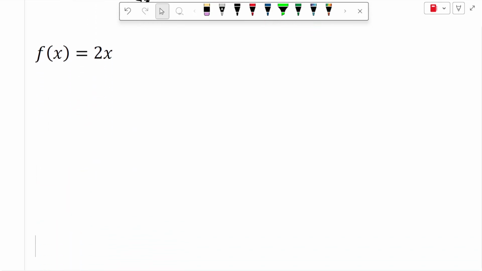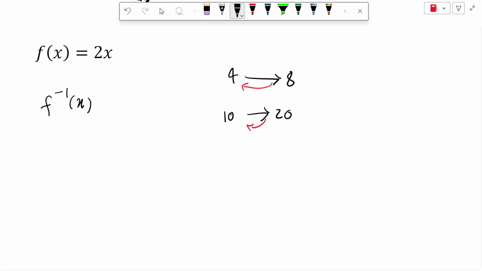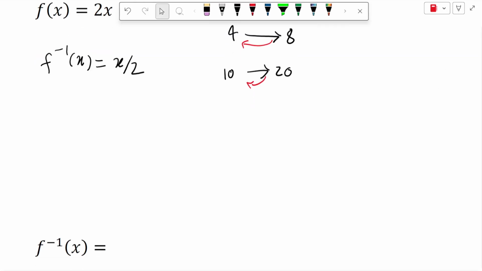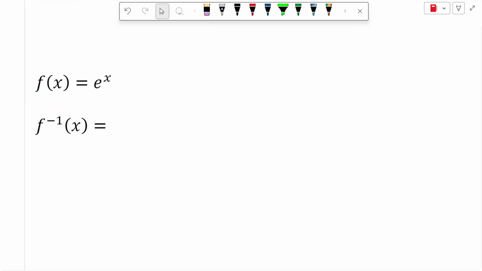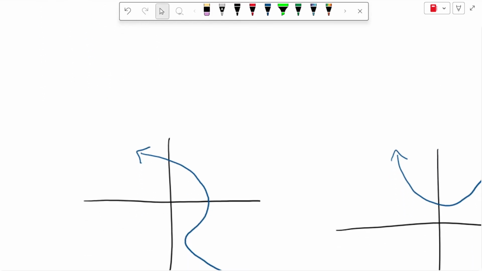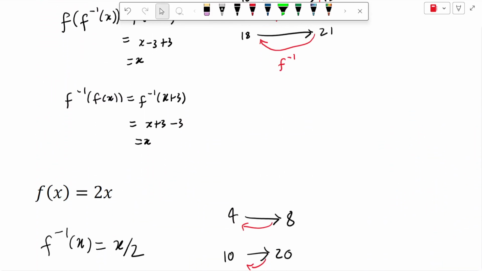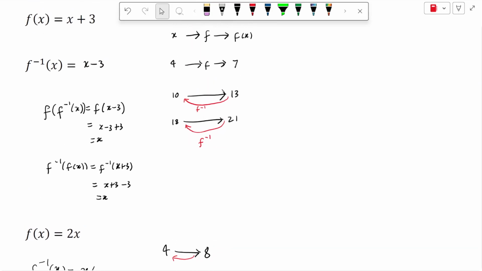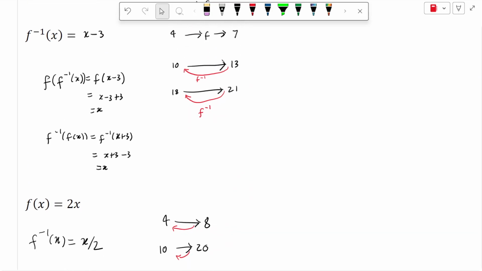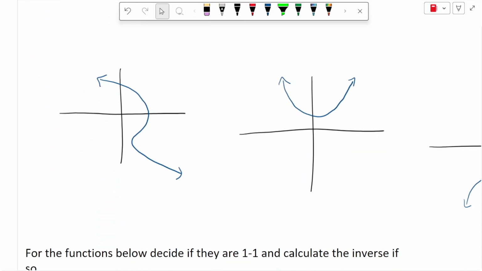Some other examples: we've got 2x, so if we plug in something like 4, we get 8. If we plug in something like 10, we get 20. So we'd want to go in reverse of that. f inverse of x is actually half of x, just like that. And if we have something like e to the x, it's log of x for that one. Now, I will show you a general process for finding inverses. You don't have to just sort of know, but intuitively, this is how it works.